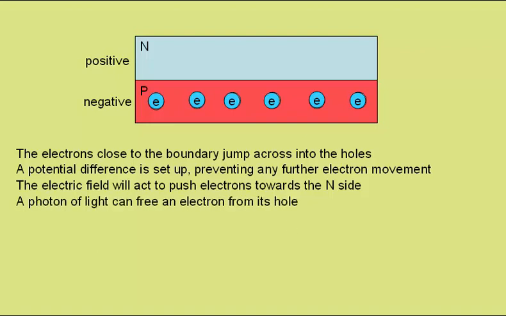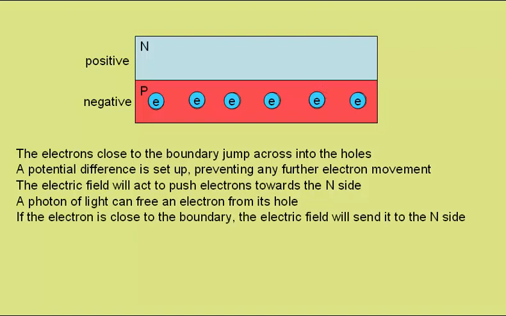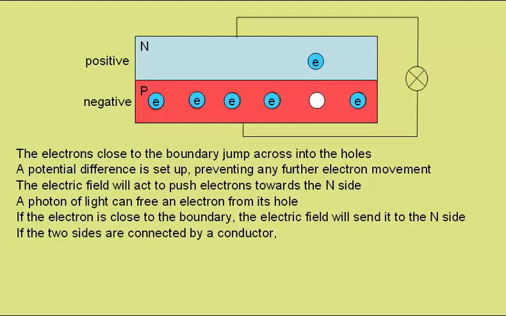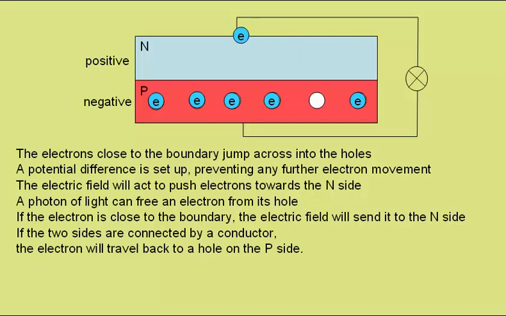If a photon of light is absorbed by an electron, it can free it from its hole. If the electron is close to the boundary, the electric field will send it to the N side. If the two sides are now connected by a conductor, like this, the electron will travel back to its hole on the P side, like this. We now have an electric current.